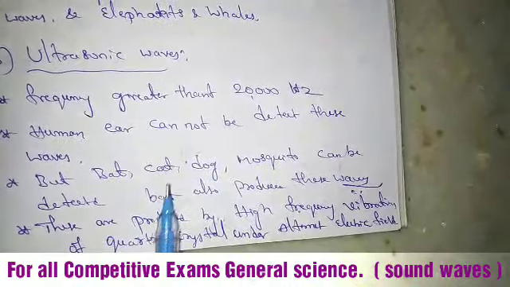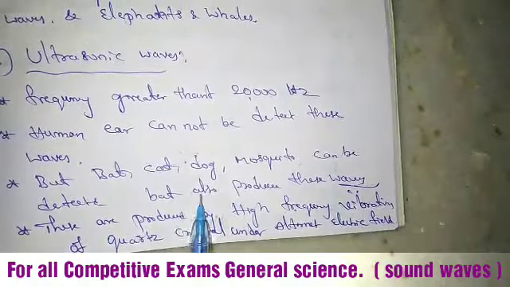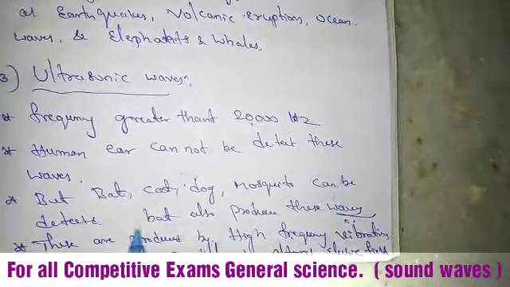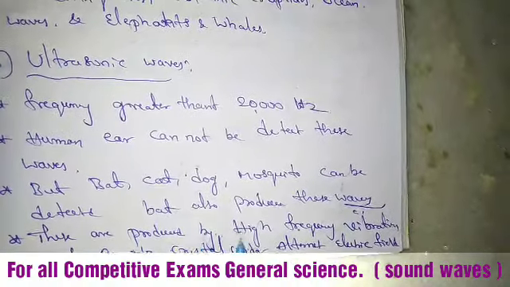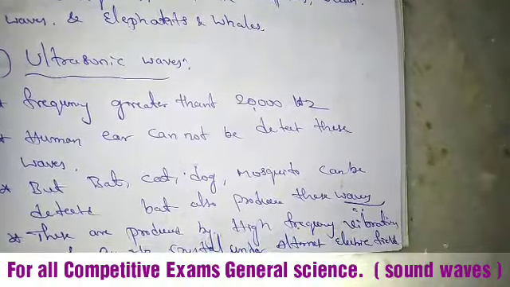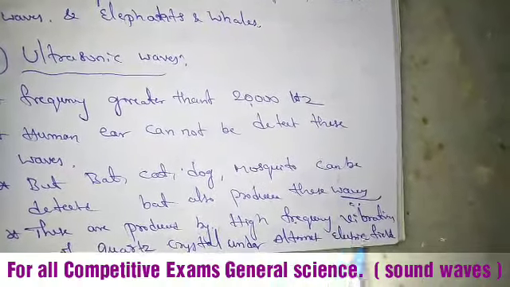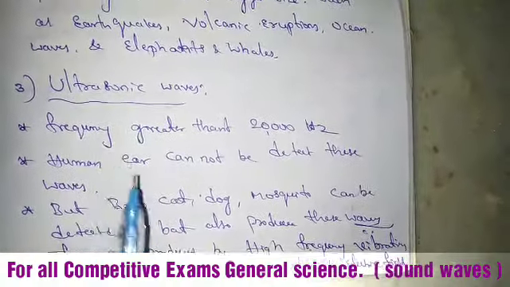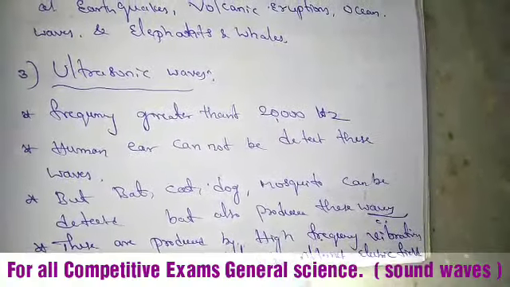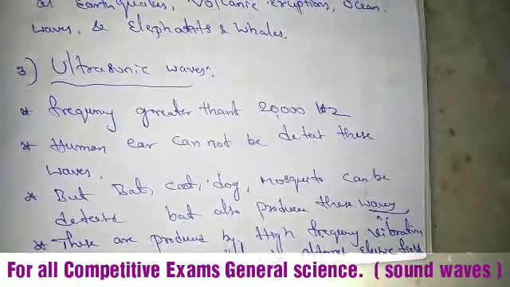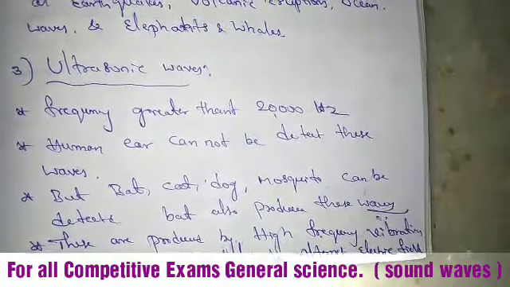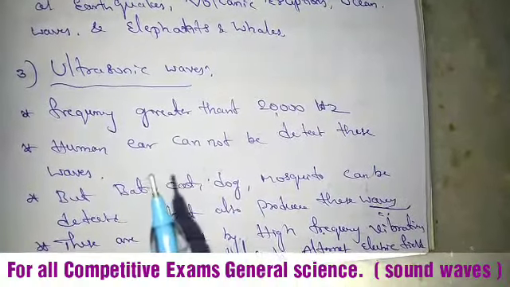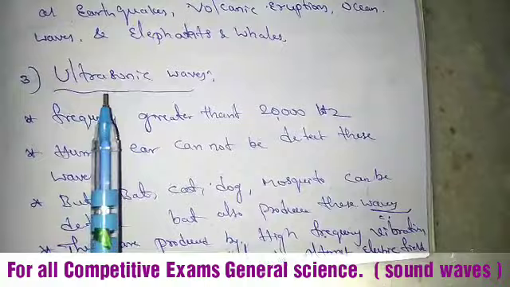Another interesting thing is that the bat also produces these waves. Ultrasonic waves are produced and detected by the bat. In the laboratory, for the various uses of ultrasonic waves, we produce them by the high frequency vibration of a quartz crystal under an alternating electric field. Now we are going to learn about the detailed uses of ultrasonic waves.